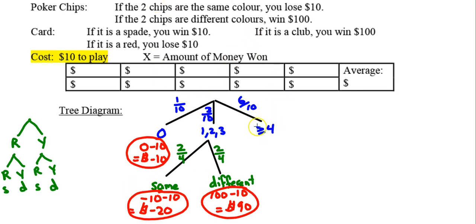And the last part of the game was rolling something greater than or equal to 4, and you draw a card. There are 3 outcomes: a spade, a club, or a red card.